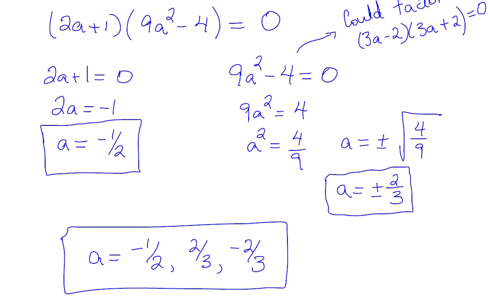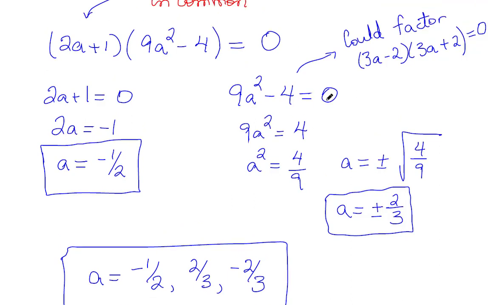Alright, so I've got two pieces here. Grab the first piece, set it equal to 0. I get 2a is minus 1, and I divide everything by 2. Now for this piece, the 9a squared minus 4 is 0. You've got two options. One, you could factor it. 3a minus 2, 3a plus 2, and then solve each piece.